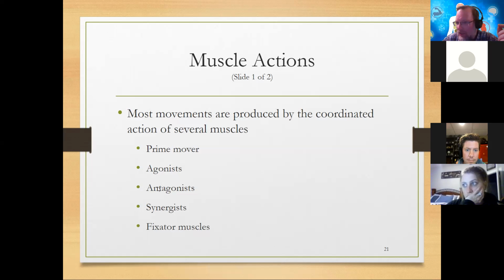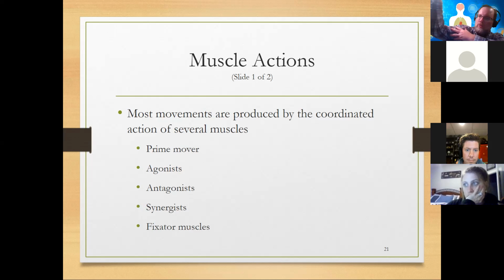The antagonist is the muscle that lengthens during an action. So it's the opposite muscle to the prime mover. Prime mover shortens, creates the action. The antagonist lengthens during the action of the prime mover.